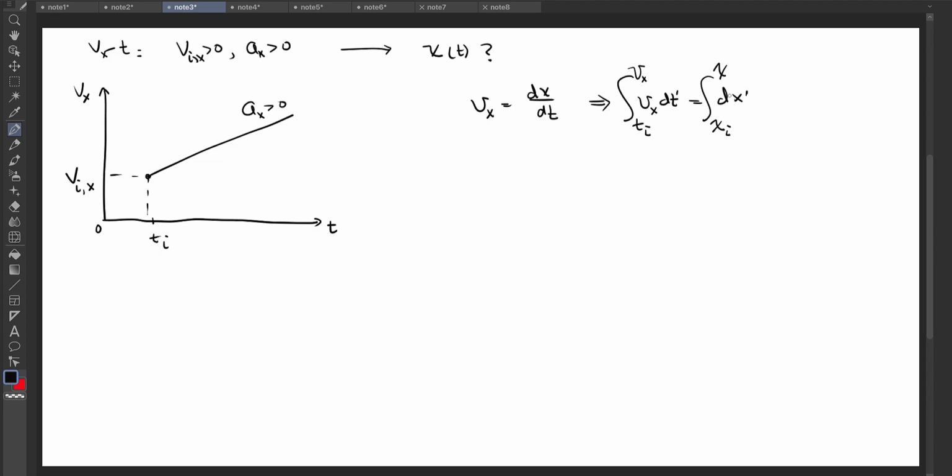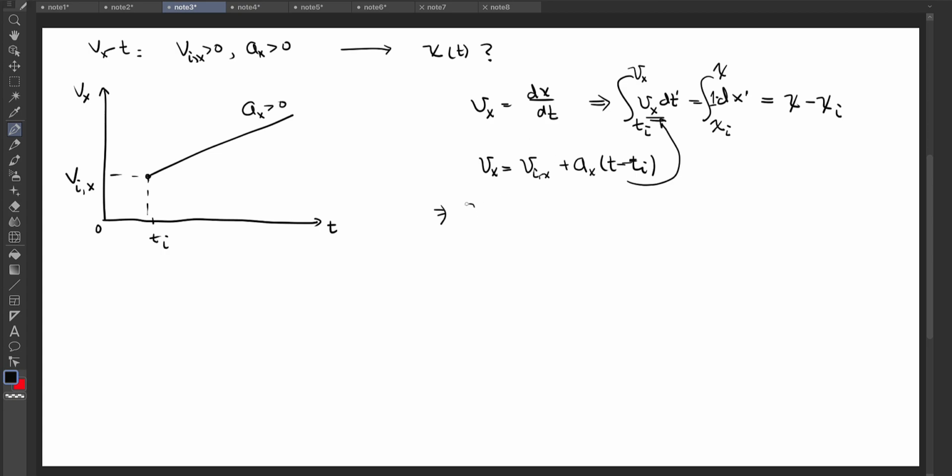Okay, now again, the right side is very easy to integrate because the integrand here is 1, so we get x minus xi. Okay, now the harder thing is the left side. How can I do the integral of the left side? Okay, so remember we have that expression that we figured out previously. So Vx is Vix plus Ax t minus Ti. So how about us plug in this expression to replace the Vx here?